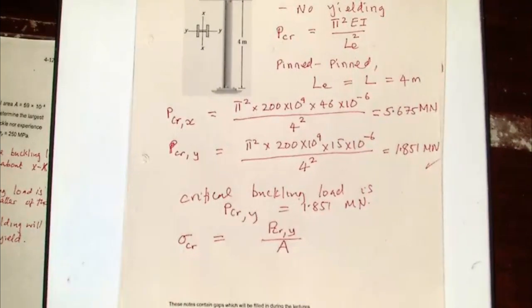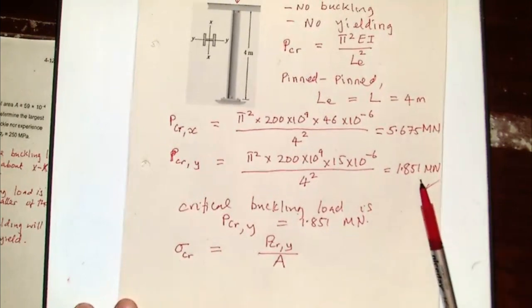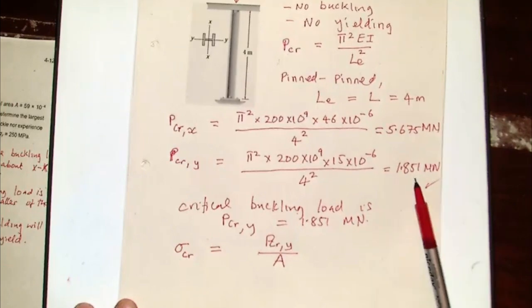Excuse me, can you say it again? Why did you choose the load over y-axis, why not x-axis? Because the one for x-axis is much greater. So when you are applying your load slowly, you get to the lower one first before you get to the one above. So if it's going to fail, it will fail very, very early here. You will never get here because you will have reached this point well before. And when you reach here, it will have failed.